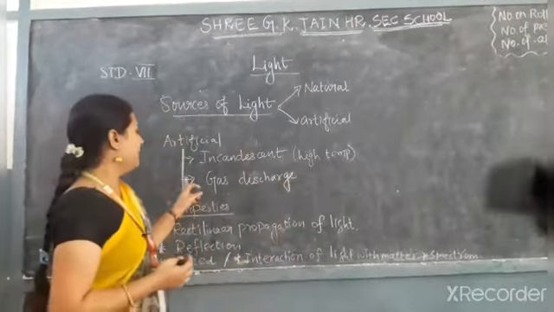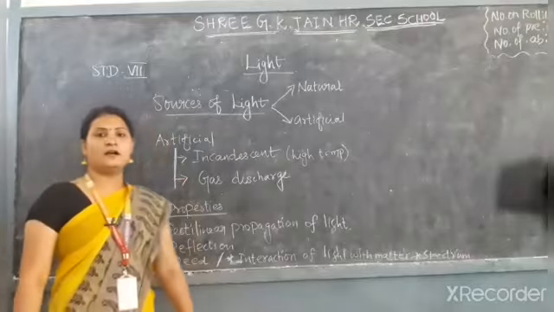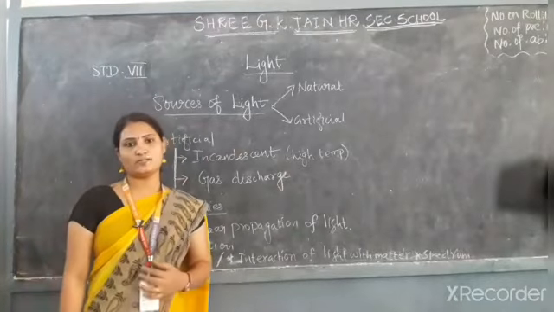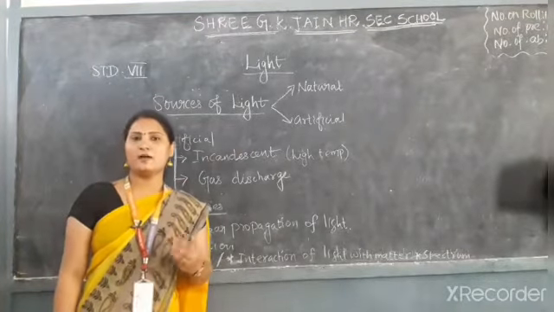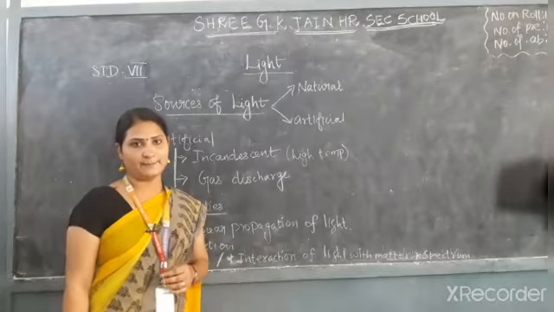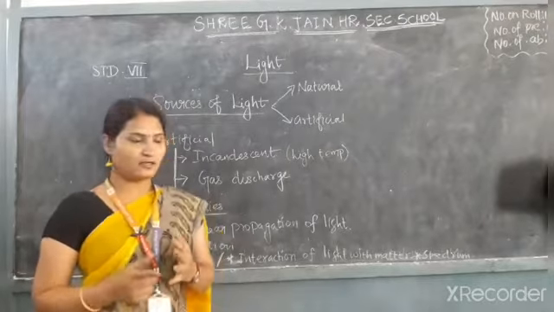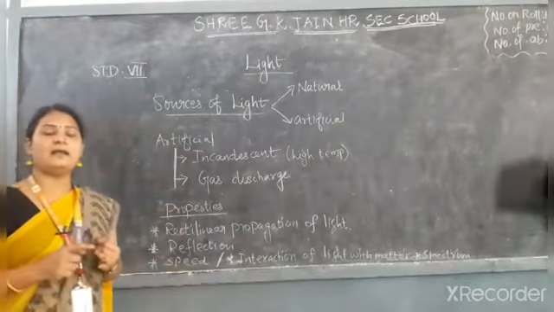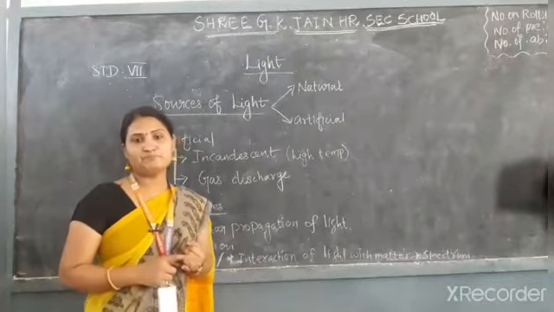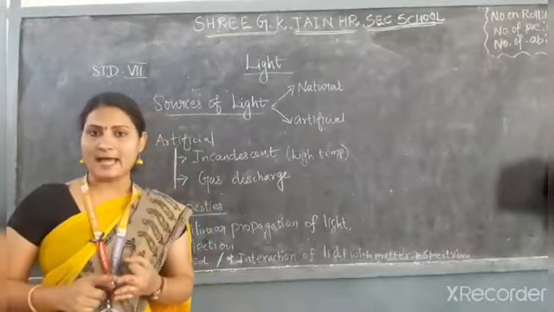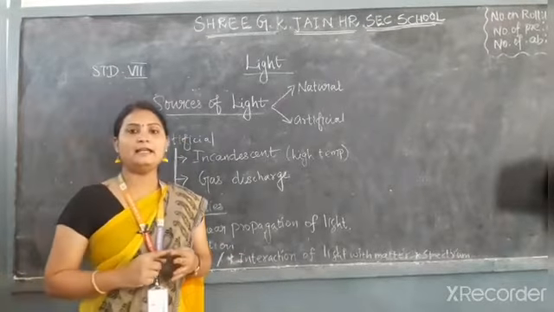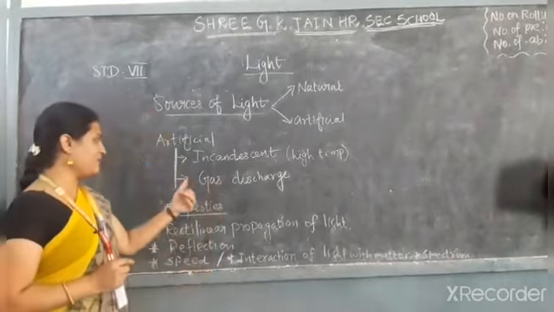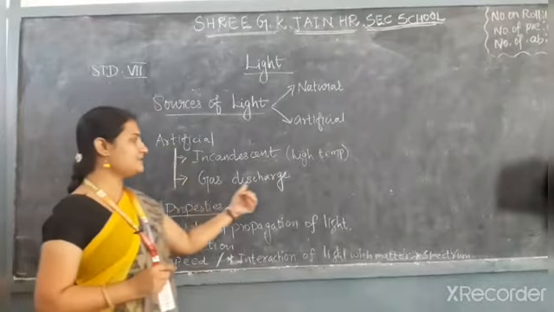And gas and other artificial sources of light are neon lamp and sodium lamp. So what are the artificial sources? Some of the artificial sources of light are incandescent lamp and candle, then neon lamp, sodium lamp. Another artificial source of light is the gas discharge lamp.